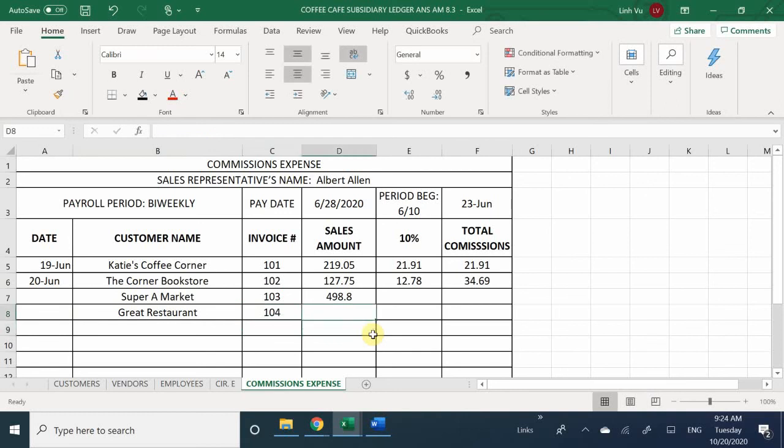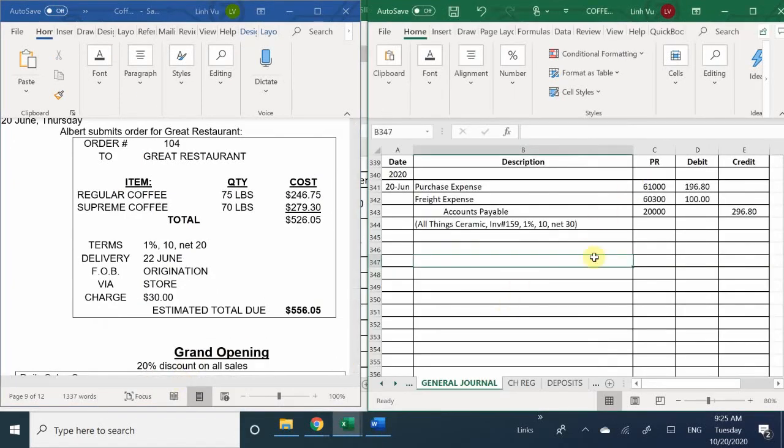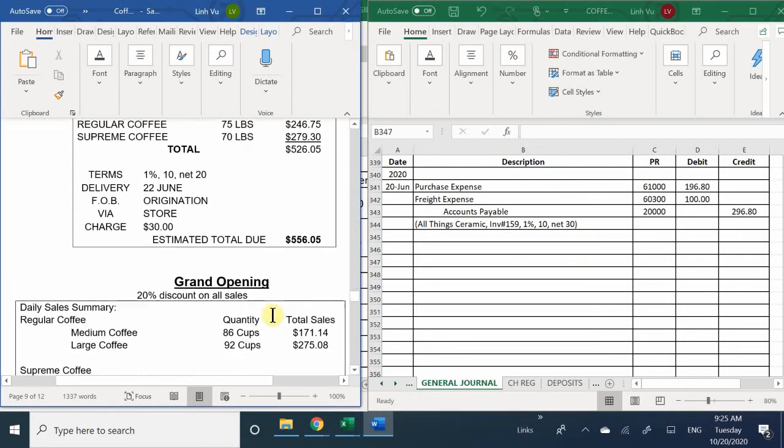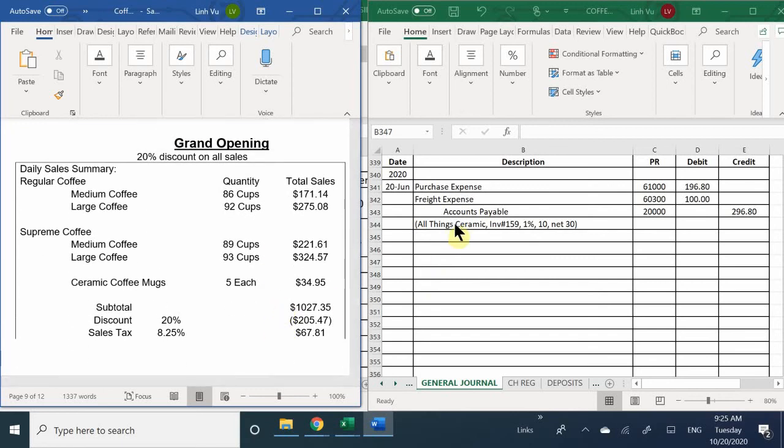And what was the total amount? Of $556.05. $556.05. Yes. Good. All right. Do we need to record this transaction? No. You don't need to. All right. So what has happened next?